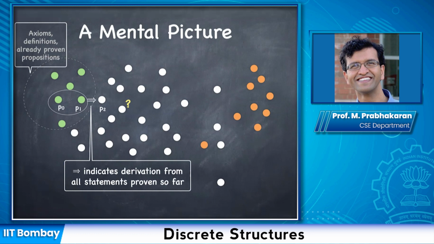So you can take that step and now you can add P2 to your list. Now I changed it to green because now you know it's true. And then you can take another step, and that will be your P3. Again, the double arrow indicates that it's implied by P0, P1, and P2 together, and so forth. Right? So you make a bunch of moves until you hit what you wanted to prove.